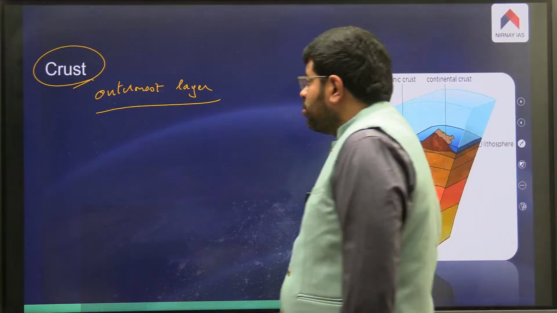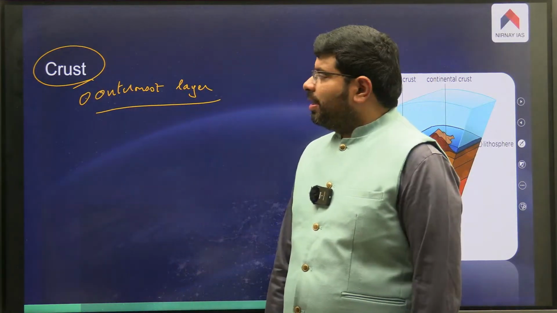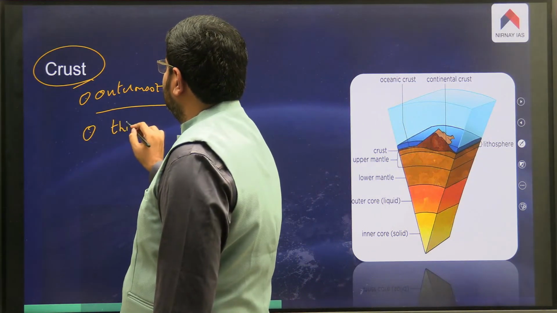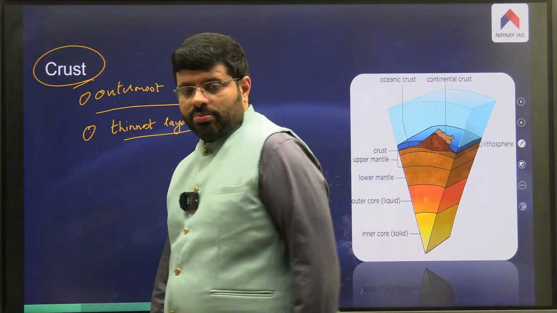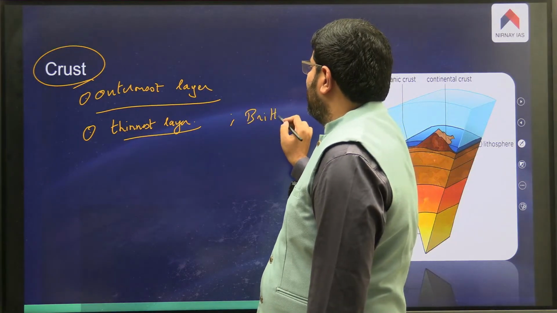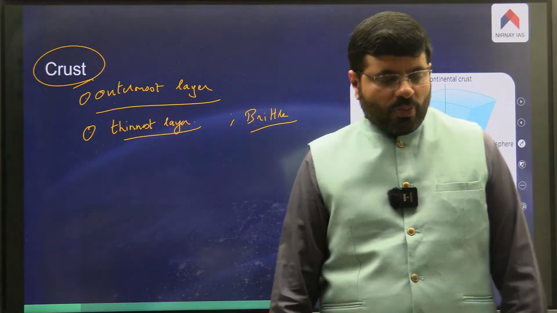And this outermost layer, let me continue then. This outermost layer, the crust, is the thinnest layer. It is very, very thin. By the way, it is also very, very brittle. Brittle is which can be easily broken. Very much easily broken.